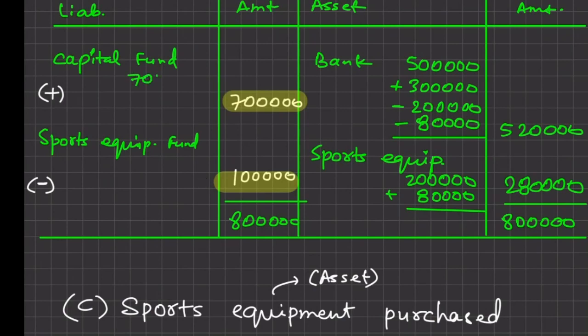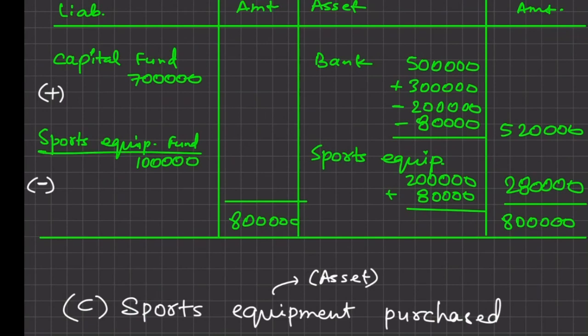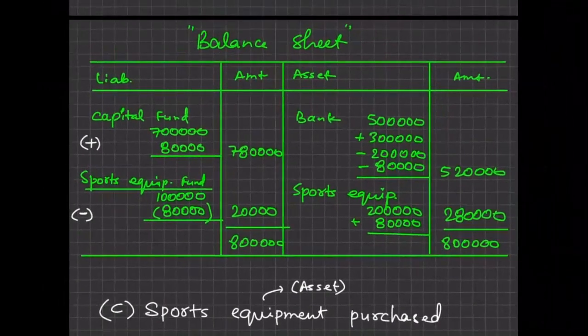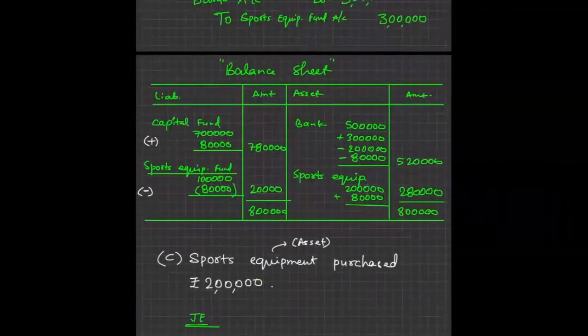So currently my capital is standing at 7 lakhs. Sports equipment fund is at 1 lakh. Now I have purchased again sports equipment of 80,000. So from the sports equipment fund account, 80,000 will be deducted. Now my fund is left with only 20,000, and this will be added into the capital fund account. It would be 7 lakh 80,000, and this way my full balance sheet will be tallied. This is the clear picture. This is the exact picture of the fund-based accounting that we are discussing right now.